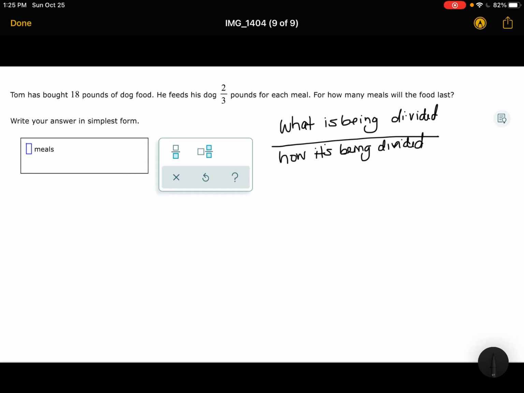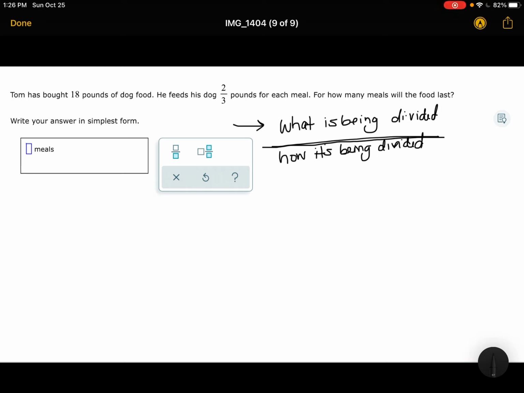So, when you're doing this question, it is important to understand what goes first. So what is being divided is going to be on the top because you're dividing something. So you're going to have this little division symbol right here. So what is being divided is going to be first, or it's going to be on top. And then you're going to put that over how it is being divided.